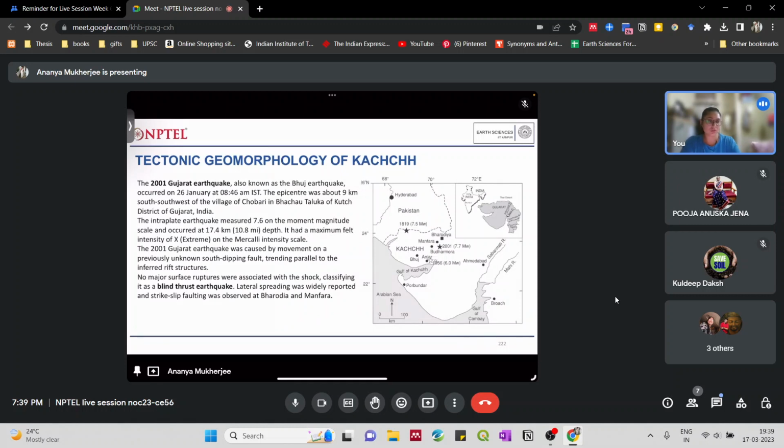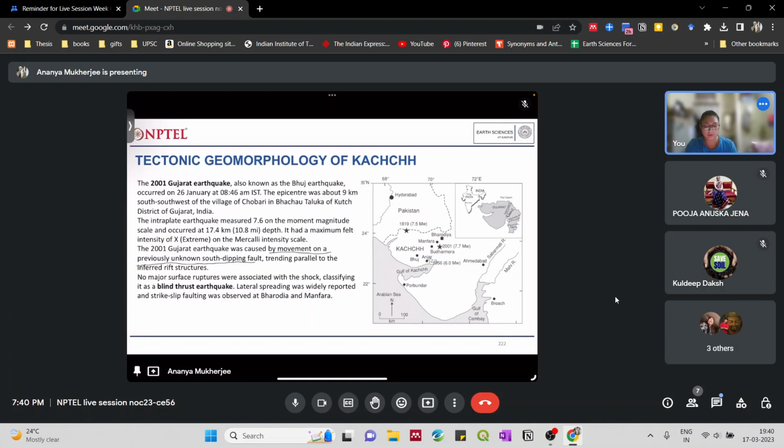So now we come to the 2001 Gujarat earthquake, which is also known as the Bhuj earthquake. The epicenter was pretty deep. This was a very deep focus earthquake, and the magnitude again was moderate, 7.6, but the intensity was extreme.